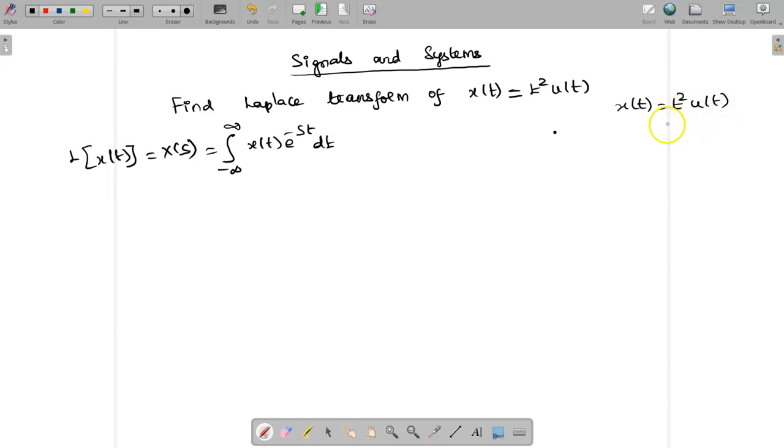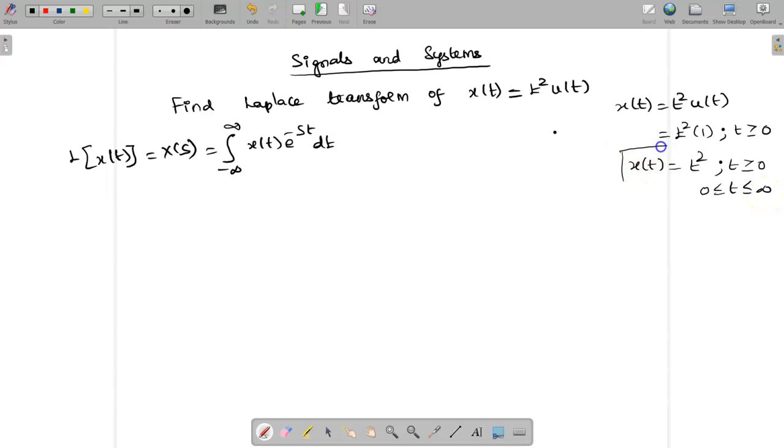So, we know that u of t value is 1 and that exists only for t greater than or equal to 0. So, wherever I have u of t, I can replace u of t as 1, and that value exists only for t greater than or equal to 0. So, I can write x of t as t square into 1, which is nothing but t square, and this value exists only for t greater than or equal to 0, that is positive values of t. Okay, so t exists only from 0 to infinity.